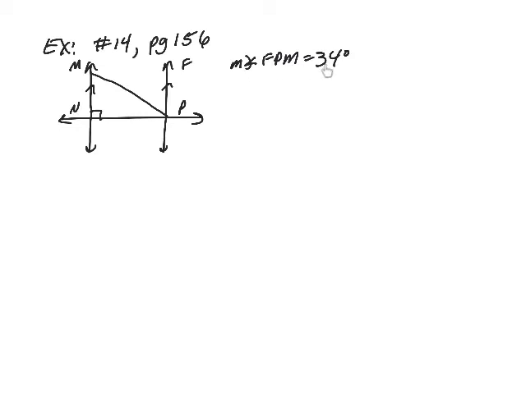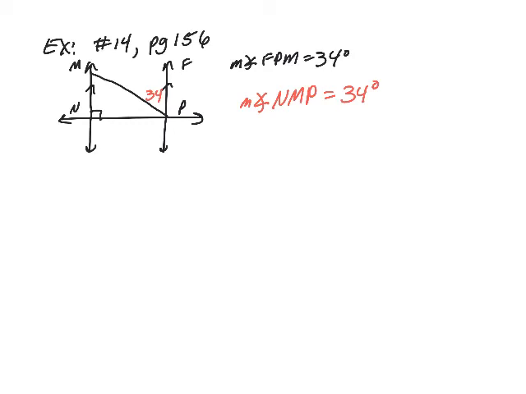Angle FPM is 34 degrees. So angle FPM is 34 degrees, and all we want to find is the measure of angle NMP. So if we look, NMP is going to be on the other side here. It's going to be there. Well, these are alternate interior angles because here's our parallel line and here's our transversal. So in the end, that angle has to be 34 degrees.